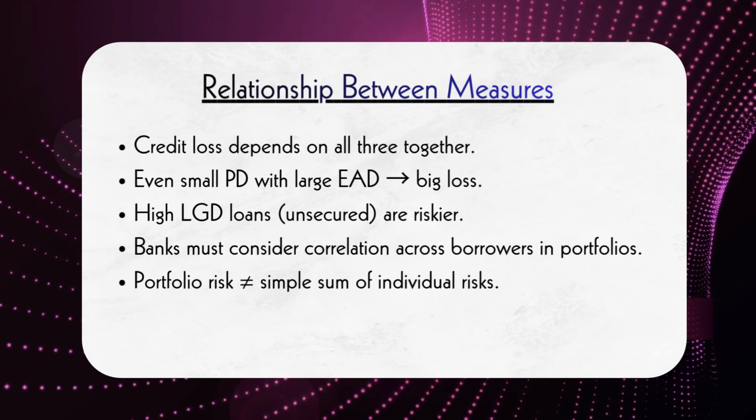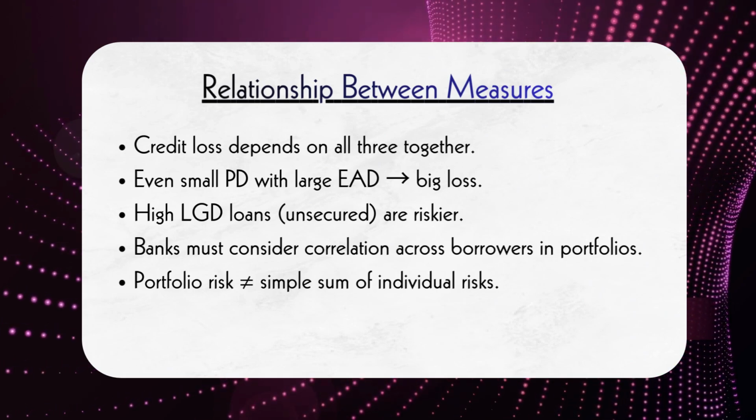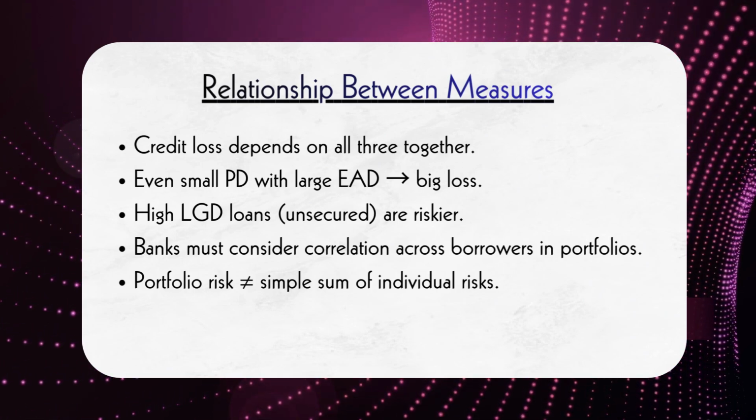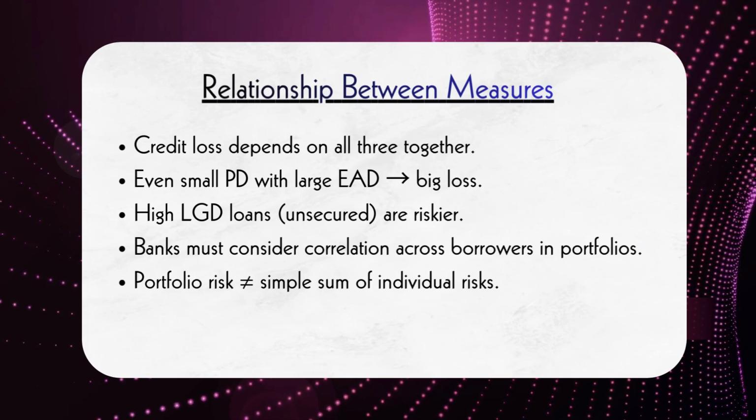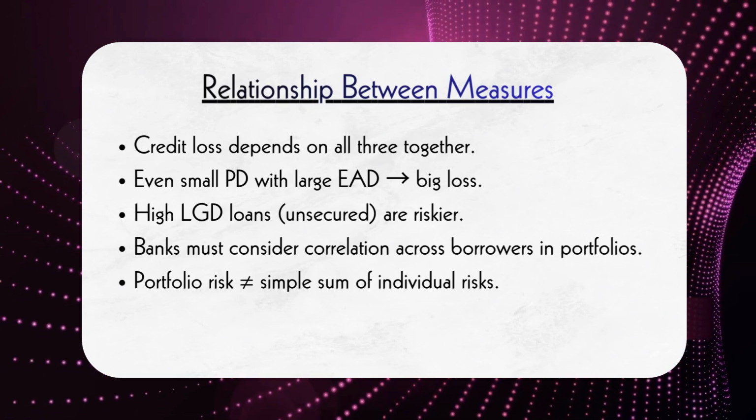Finally, when banks manage many loans together in a portfolio, they also consider correlations. If many borrowers default at the same time during a recession, losses can spike. So portfolio risk is not just the sum of individual risks. Understanding how these risks move together is crucial.